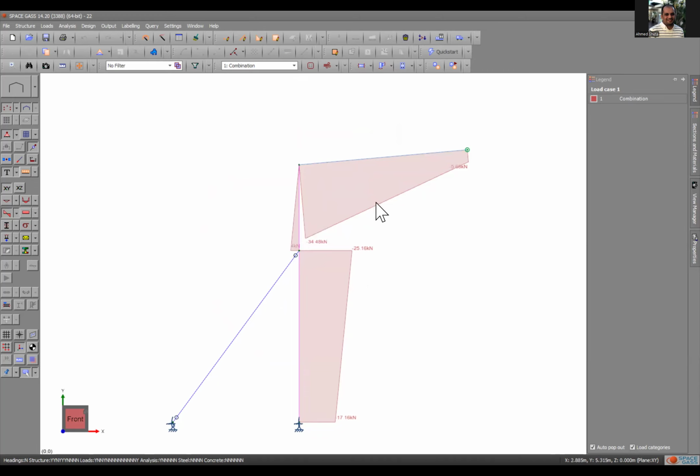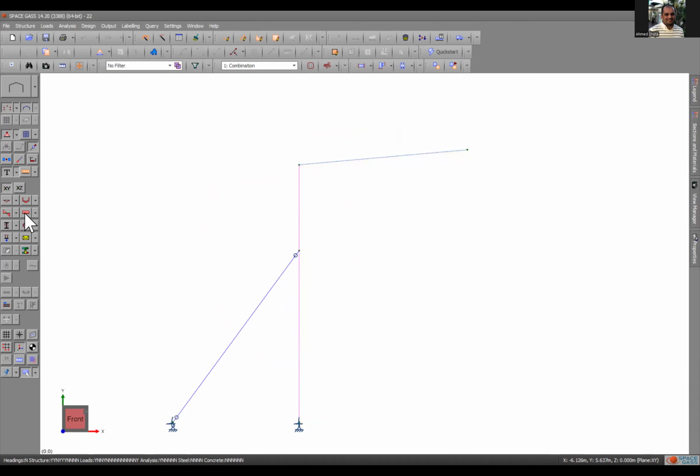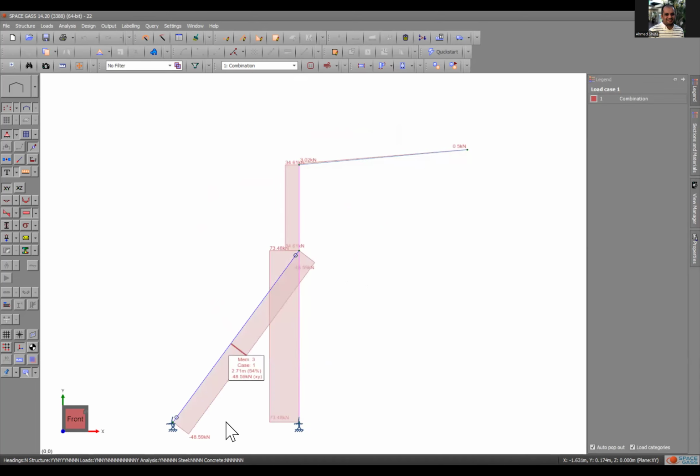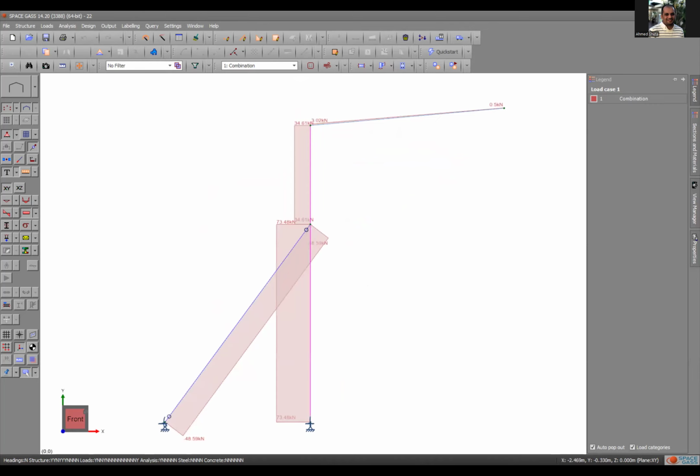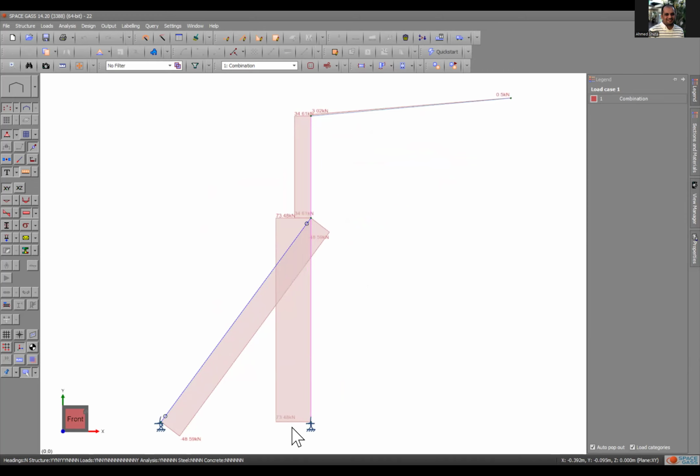Just this diagram should have the same values, but should be up above the datum. Here is the normal force. So we have here 48.5, 73.3, almost the same.